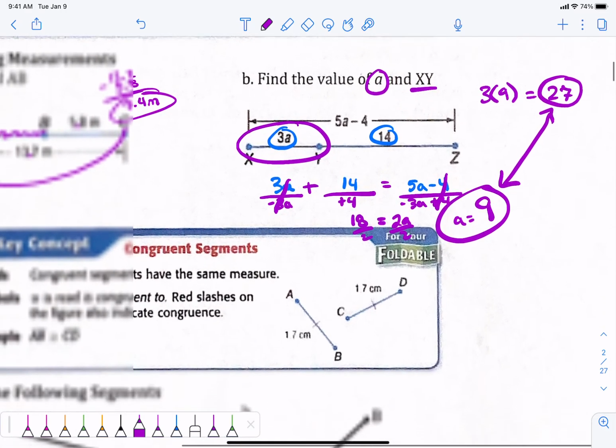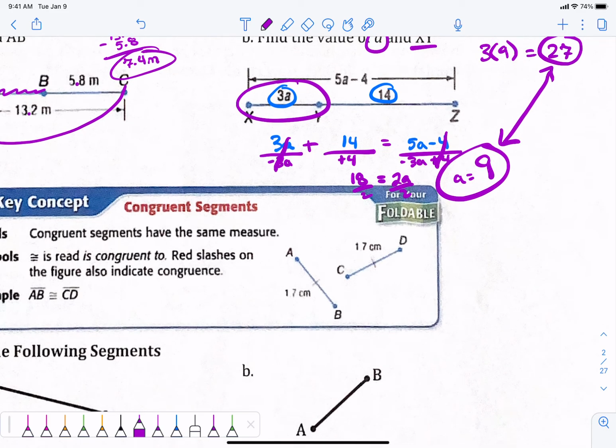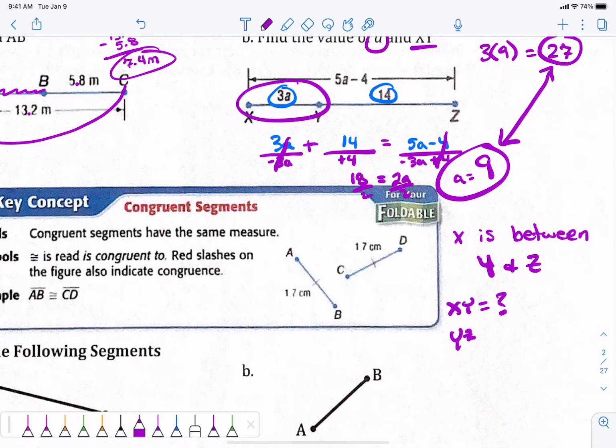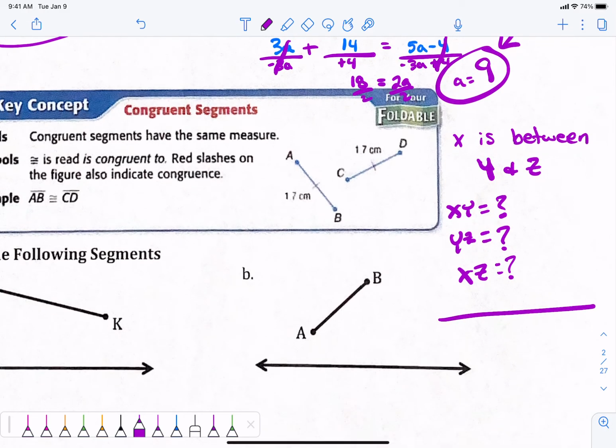On your homework assignment, they give you something and they don't draw out the picture. They just say X is between Y and Z, and then they say XY equals something, YZ equals something, and XZ equals something. Draw a picture of what it looks like. If X is between Y and Z, you have Y over here, Z over here, and X is somewhere between those.